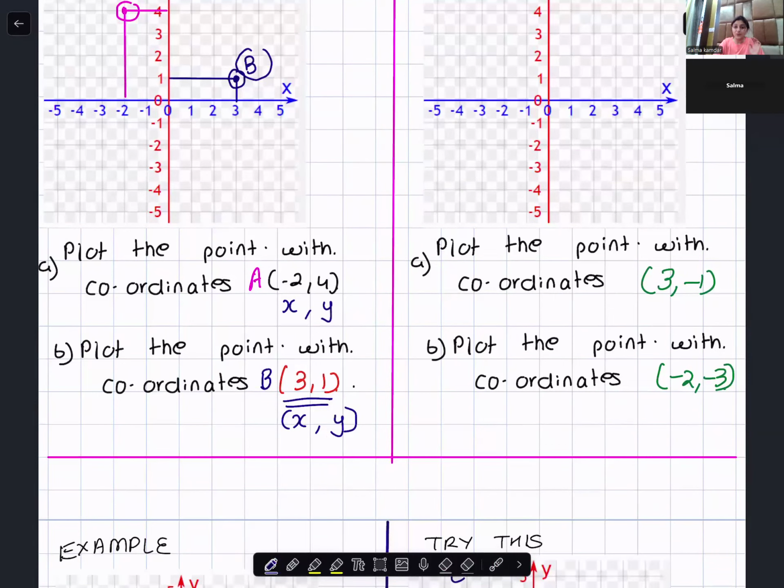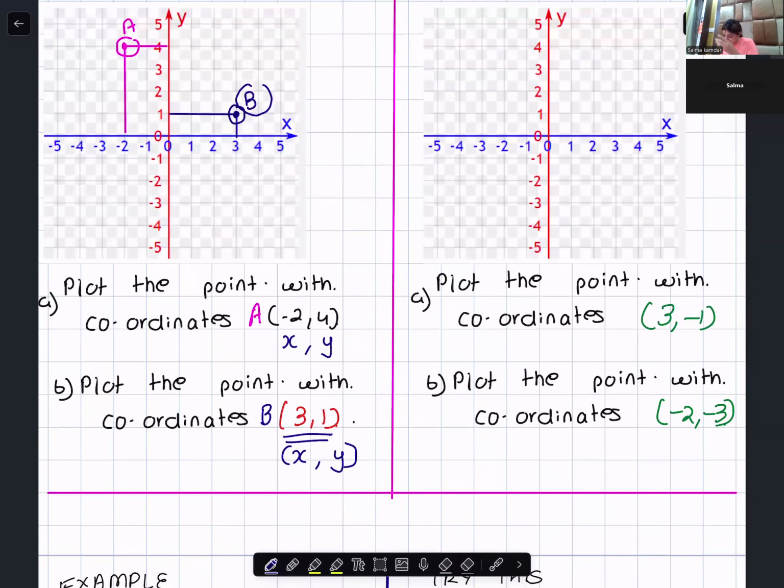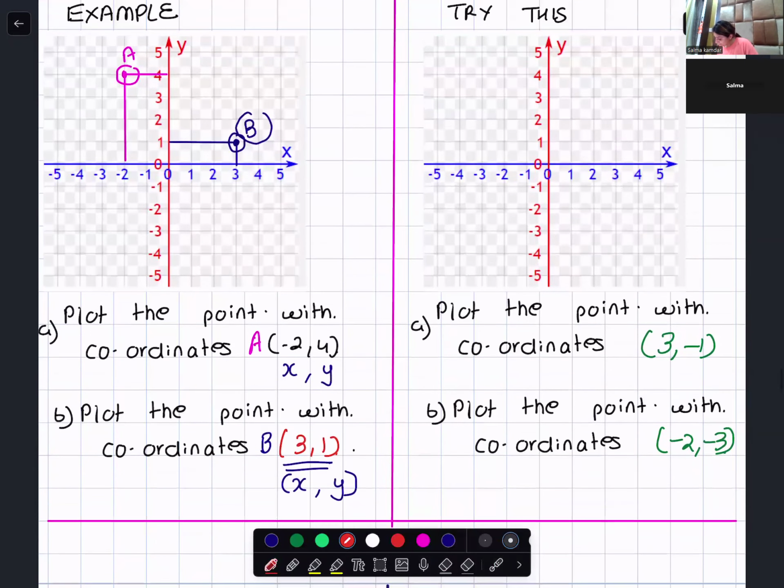Plot the points with coordinates 3, -1, and -2, -3. 3, -1. A. -2, -3. B.